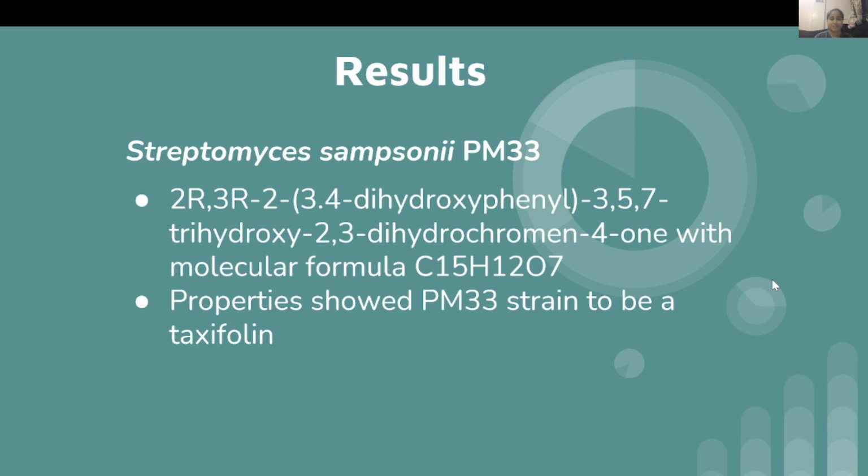We have results. Results state that Streptomyces Sampsonii PM33 was the bacteria which can inhibit the activity of biofouling organisms. Its molecular formula is C15H12O7. Properties show us that PM33 strain is a taxifolin.